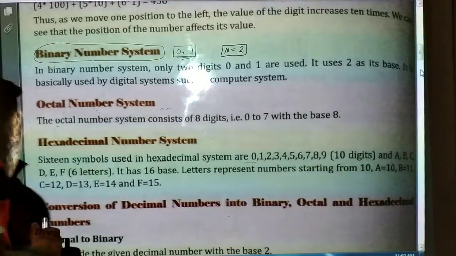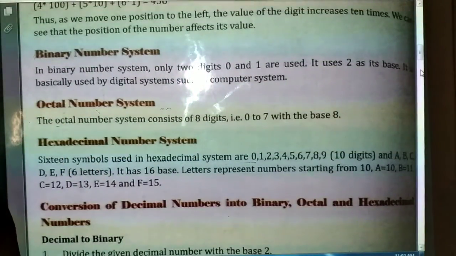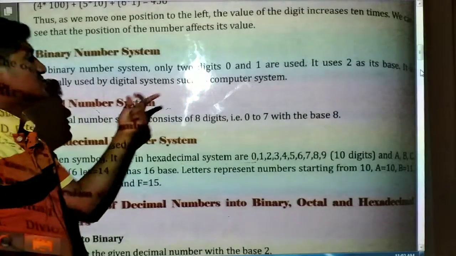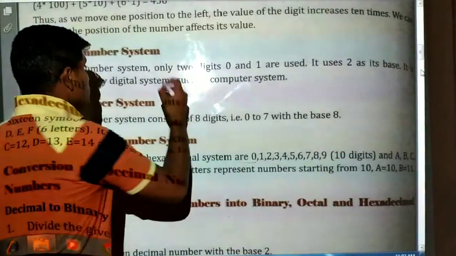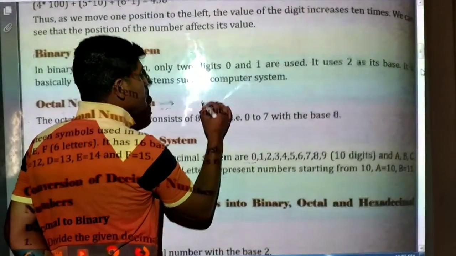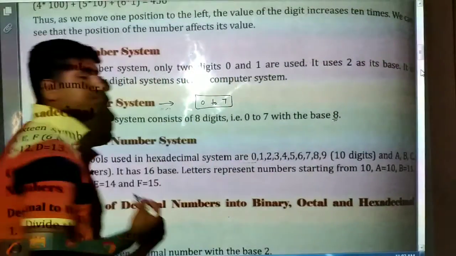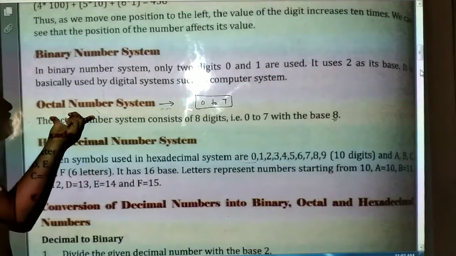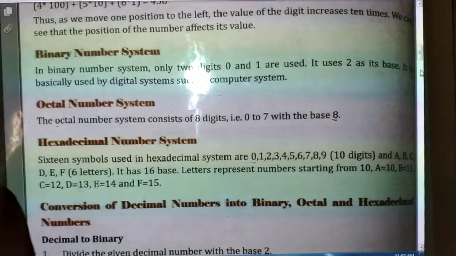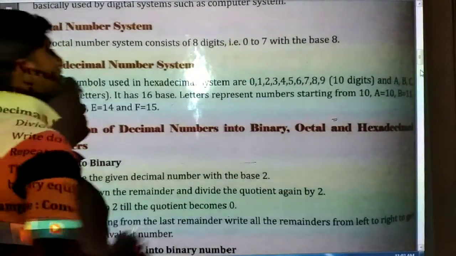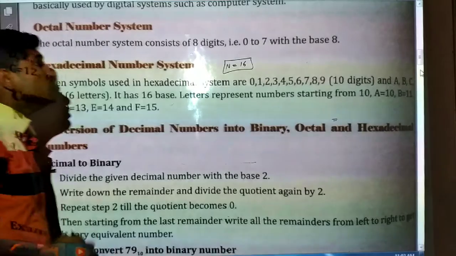So the next number system is octal number system. In octal number system, the octal number system consists of 8 digits, that is 0 to 7, with base 8. So in octal number system में 0 से 7 तक digits present होते हैं, जिसके लिए इसका base 8 रहेगा. This is called octal number system. Now the next is hexadecimal number system. In hexadecimal number system, the base n is equal to 16.